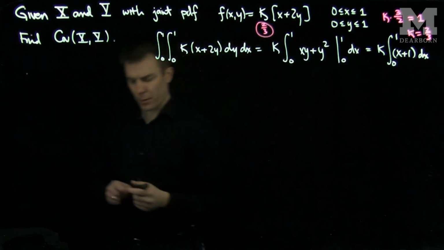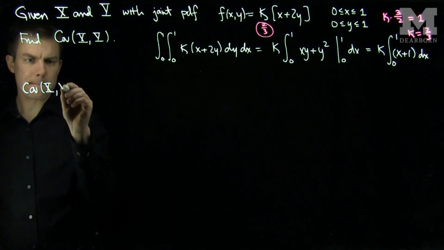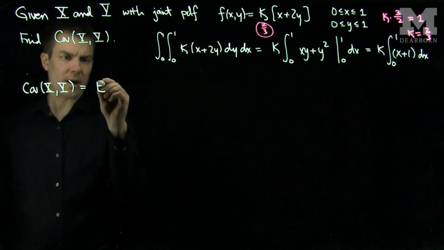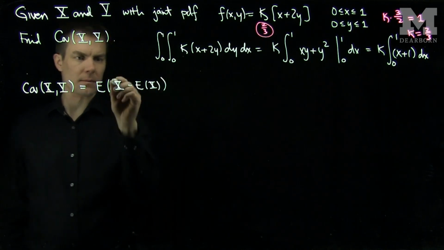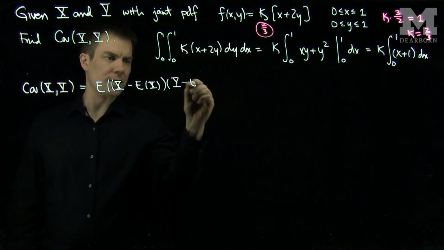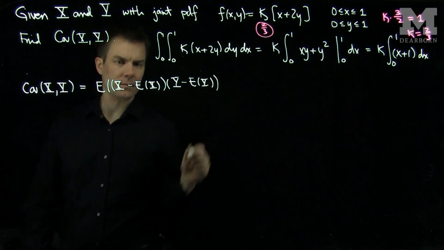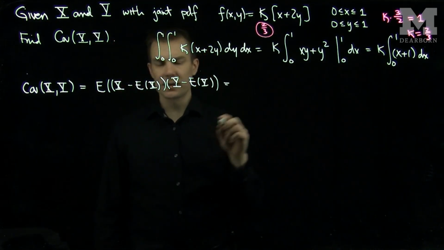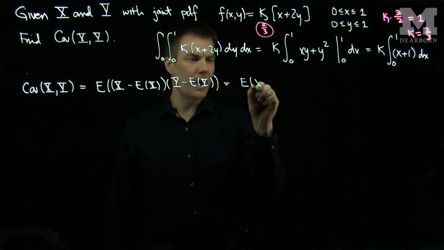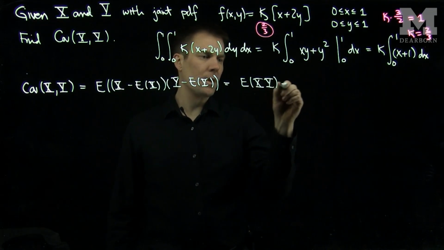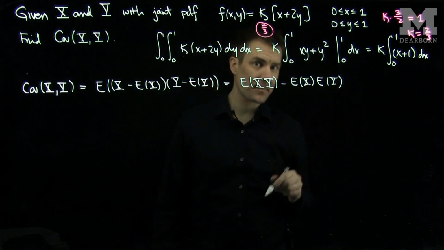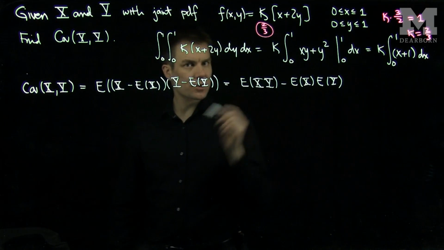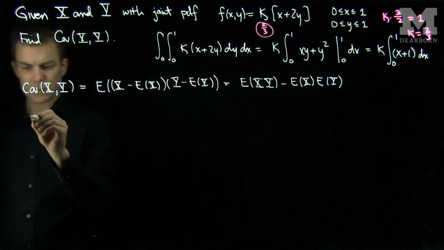Now, we recall that the covariance of x and y is the expected value of (x minus the expected value of x) times (y minus the expected value of y). And this is the expected value of x times y minus the expected value of x times the expected value of y, by an algebra calculation. So there's three things to compute here. We first compute the expected value of x.